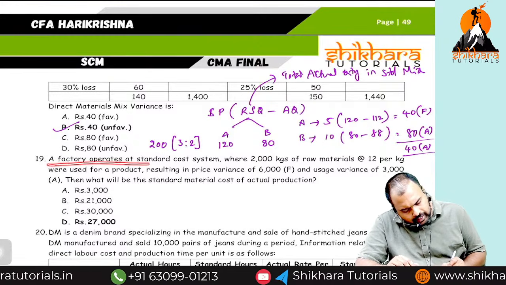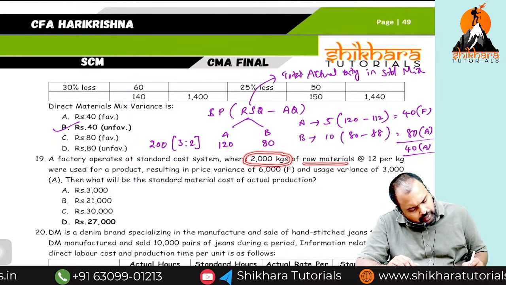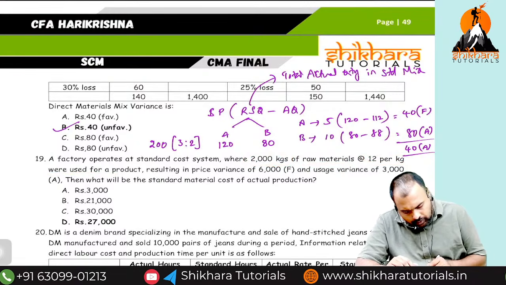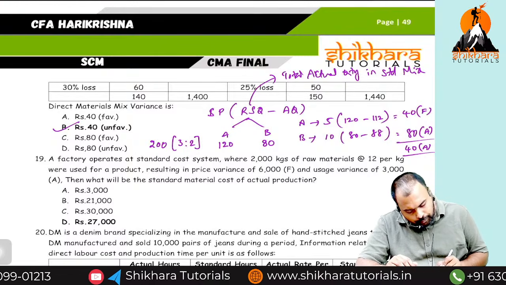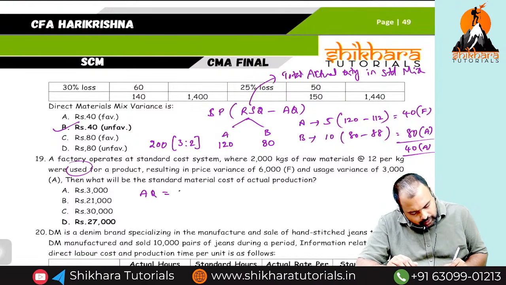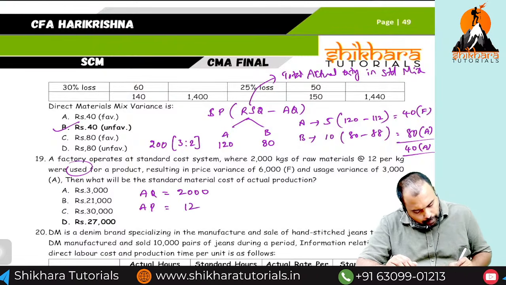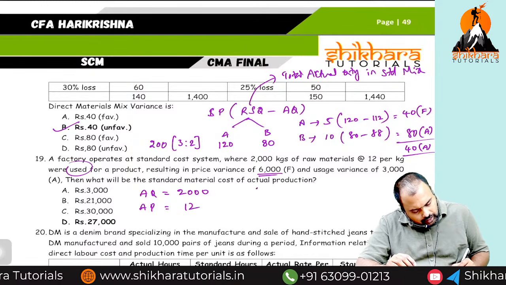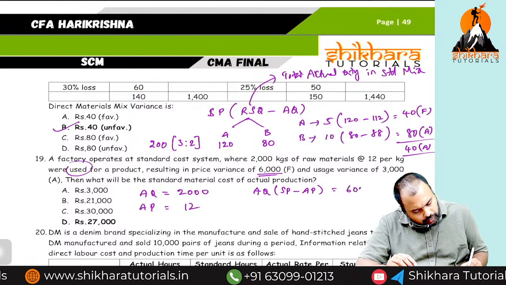A factory operates at a standard cost system where 2000 kgs of raw material at a rate of 12 per kg were used for a product. So this says that the factory operates in a costing system where 2000 kg of raw material at a rate of 12 were used. That is nothing but actual. So actual quantity is equal to 2000, actual price is equal to 12. Resulting in a price variance of 6000. Sir, price variance is what? Actual quantity into standard price minus actual price is equal to 6000 favorable.